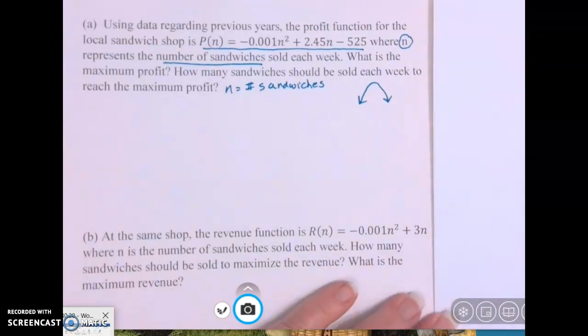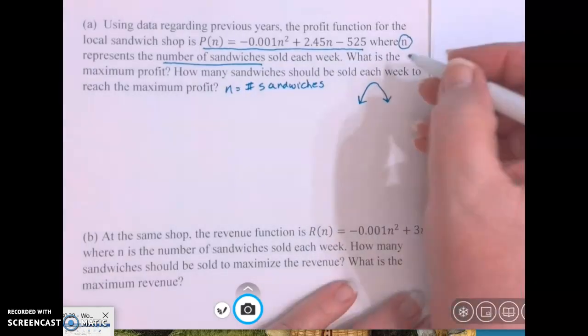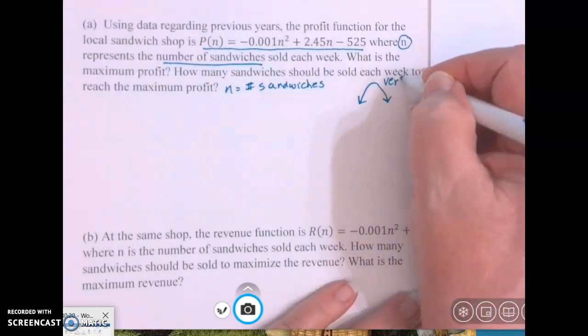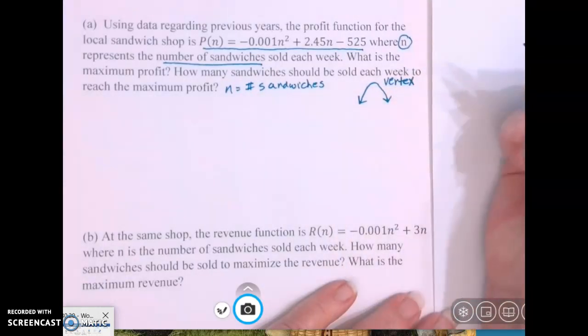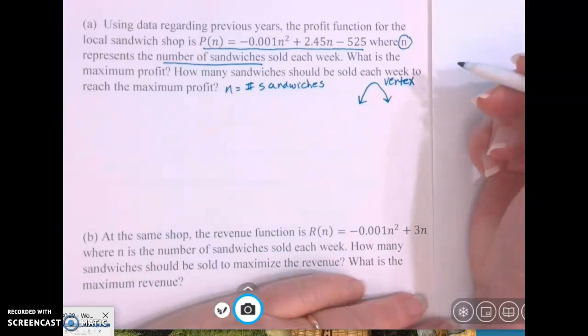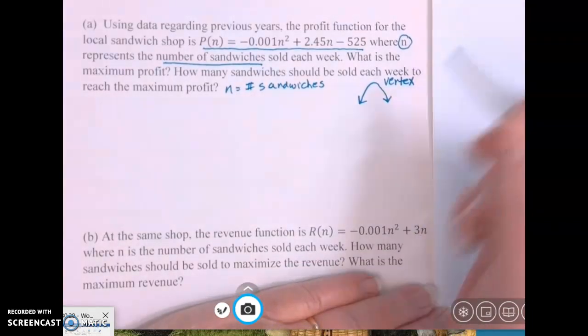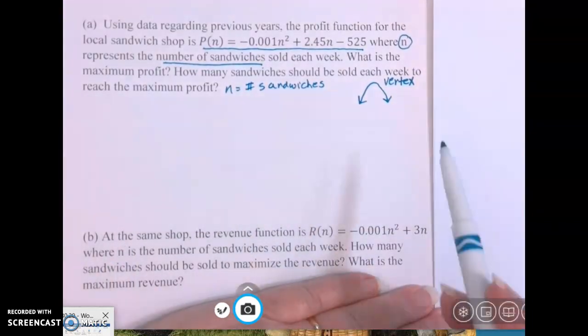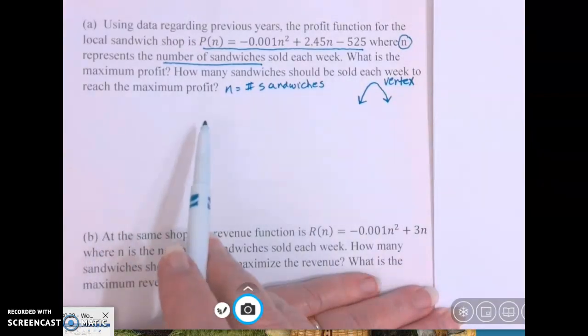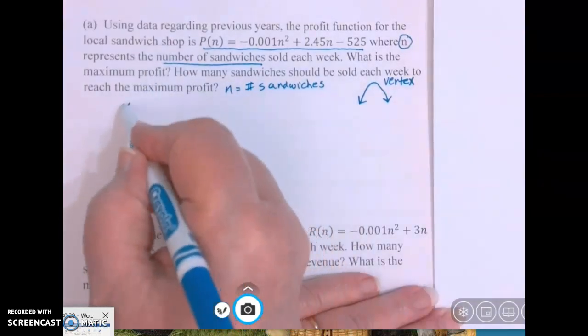Now, I hope when you think about quadratics and you think about a maximum or a minimum, that you're associating that with the vertex. So the vertex will tell you the maximum if it's opening down, or the minimum if it's opening up. So we have one that's opening down, and we want to determine what is the maximum profit and how many sandwiches should be sold each week to reach that maximum profit. So we're going to find the vertex.